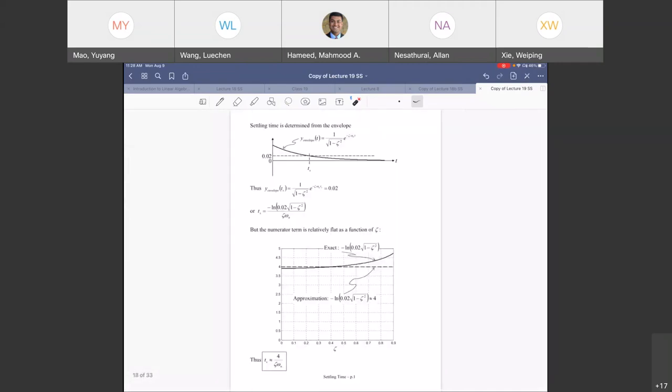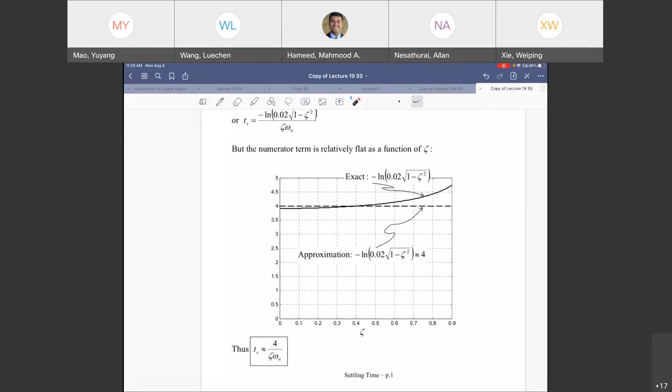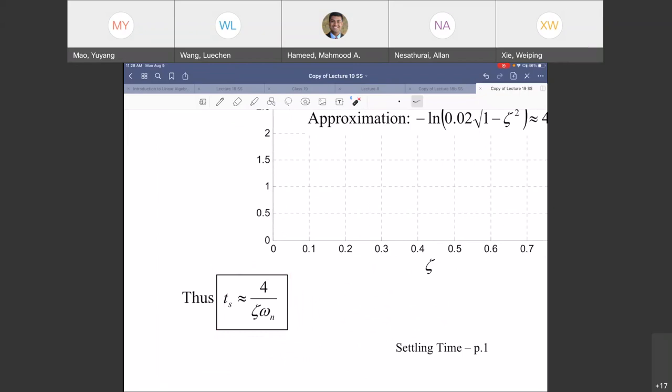So 2% is that. Settling time works out to be 4 divided by zeta omega n. Here, both are dependent on omega n and zeta.